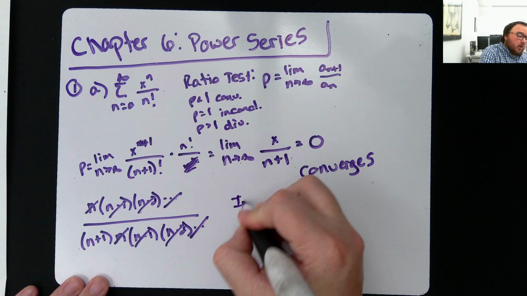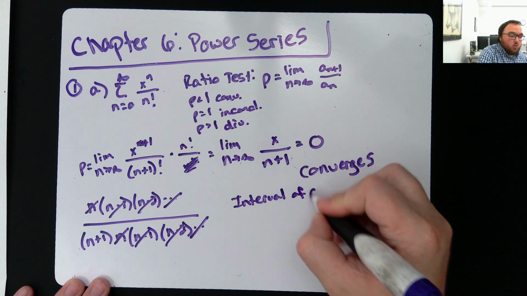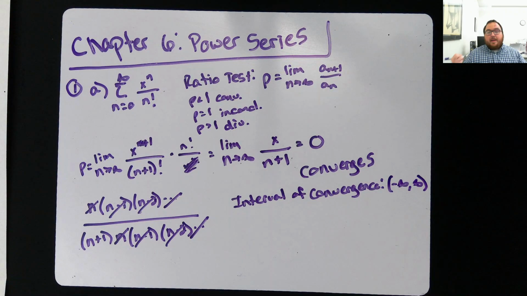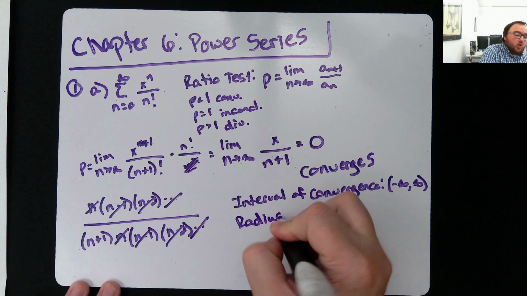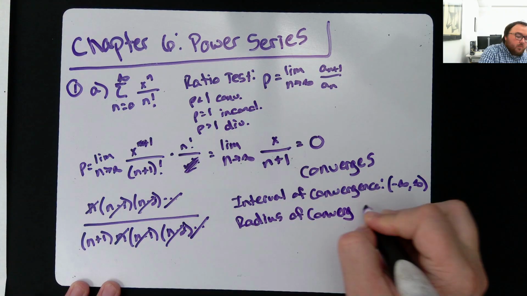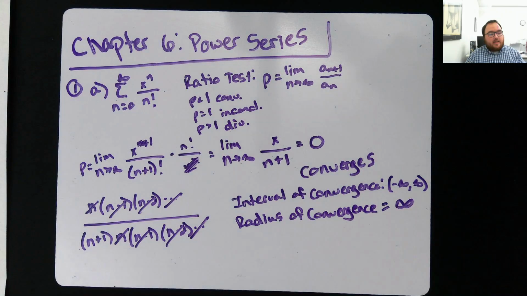Therefore, the interval of convergence, which again tells me what values of x will work, is negative infinity to positive infinity, simply because any value for x is going to work. And then the radius of convergence, since it works for every x, is going to be, hang on, I can't spell and talk at the same time. There we go. Is going to be equal to infinity, again, because it works for every x. Once again, as I always say, if that doesn't make sense, reach out and let me know.